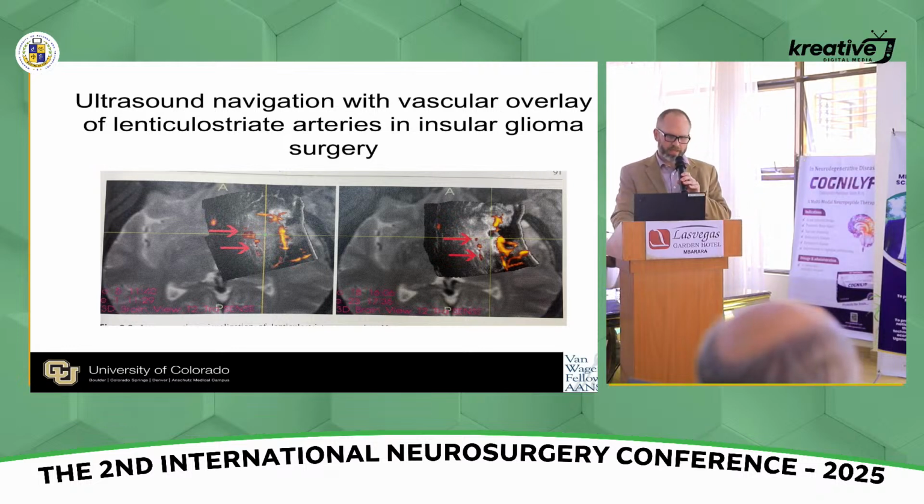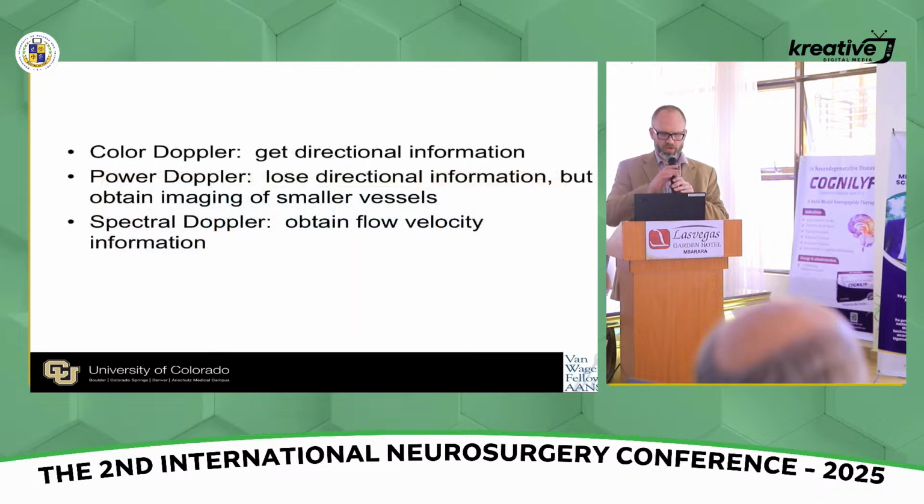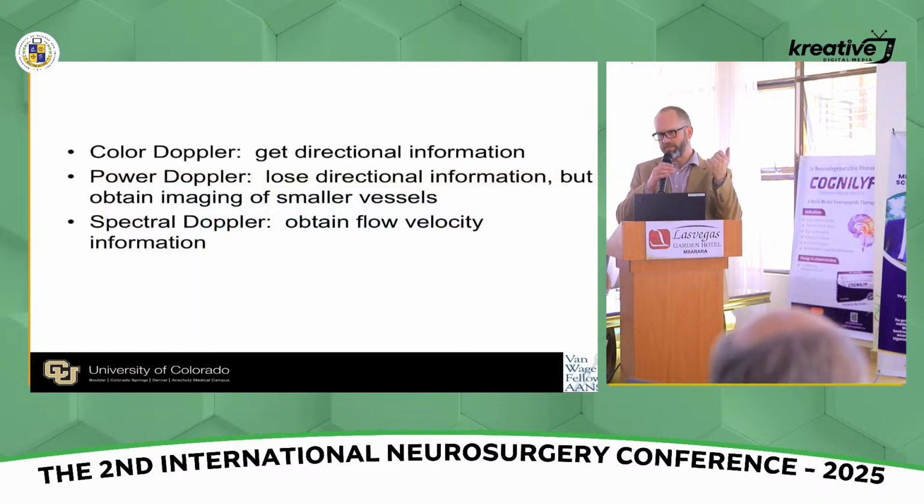Color, again, you get directional information. Power Doppler, you lose directional information, but you can then image smaller vessels, and you don't have that incident angle problem for velocity information. Spectral gives you flow velocity information.